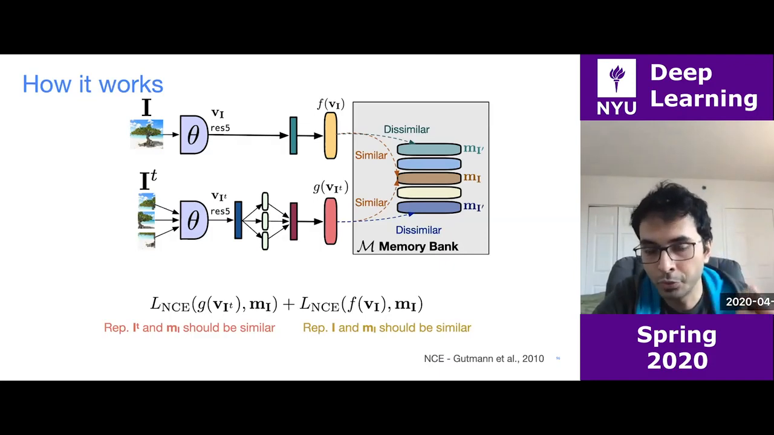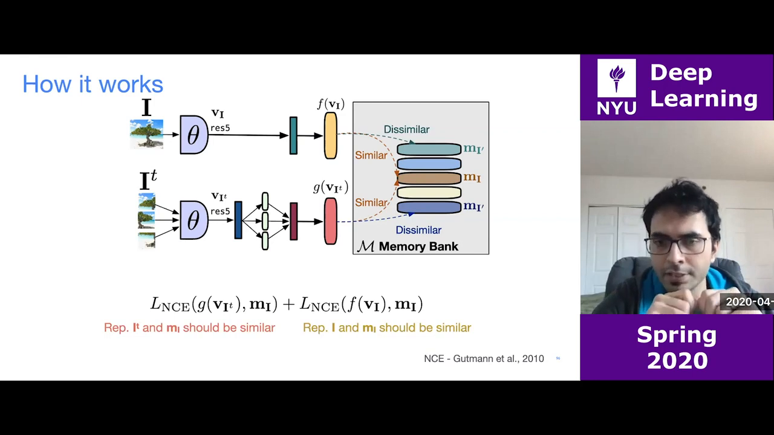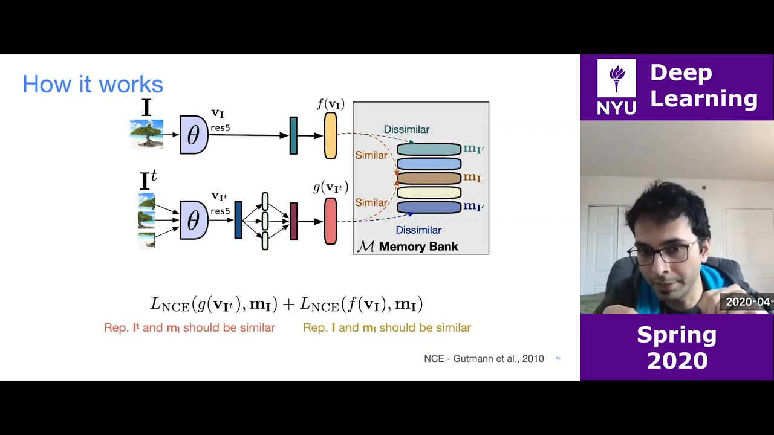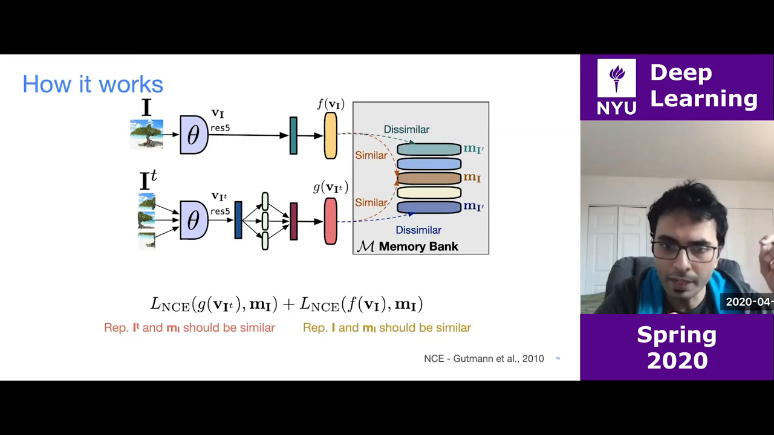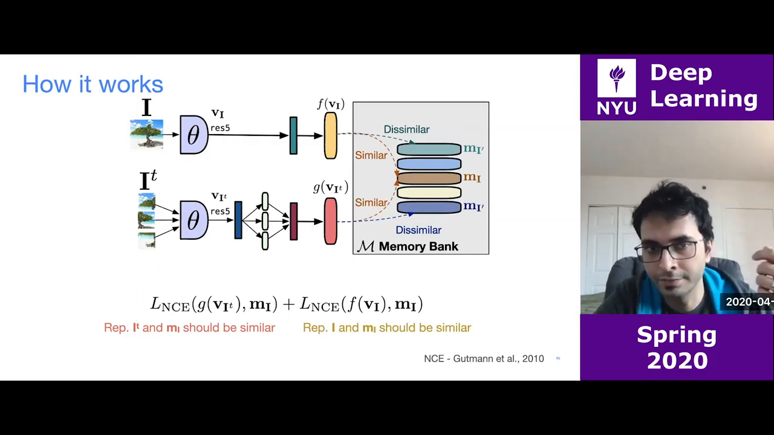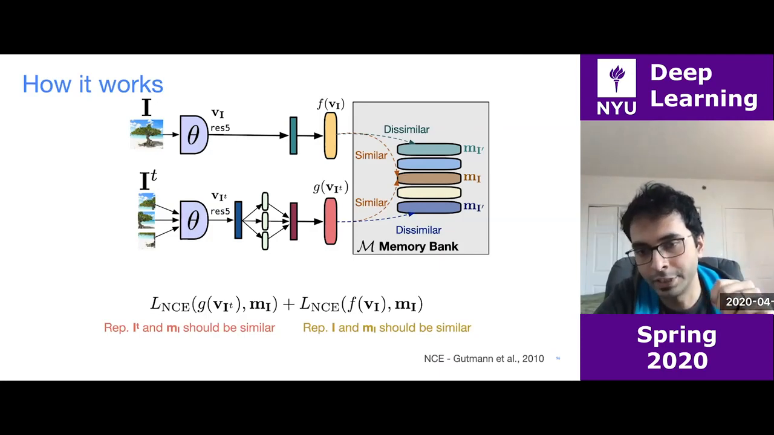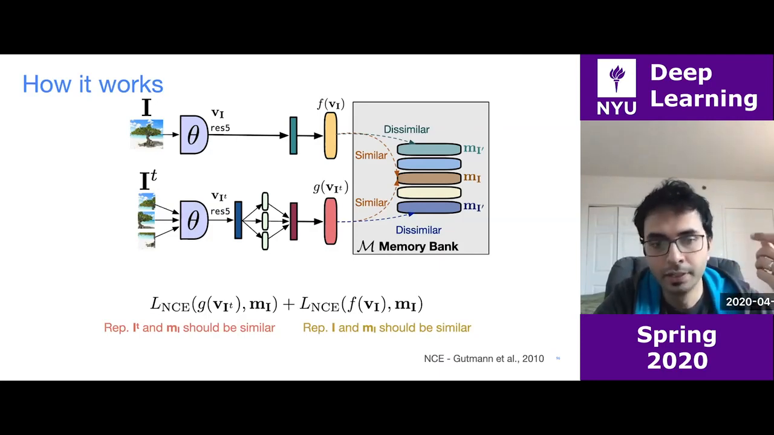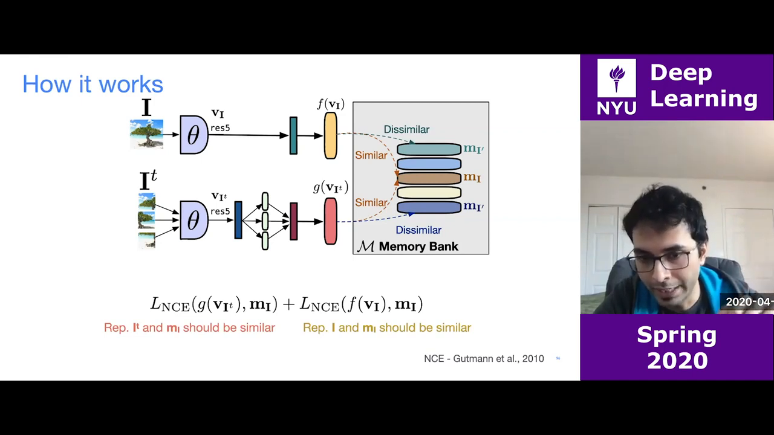So in PIRL, we divided the objective into two parts. There was a contrastive term to bring the feature vector from the transformed image, g(V_I^T), similar to the representation that we have in the memory, M_I. And similarly, we have a second contrastive term that tries to bring the feature f(V_I) close to the feature representation that we have in memory. So essentially, g is being pulled close to M_I, and f is being pulled close to M_I. So by transitivity, f and g are being pulled close to one another.